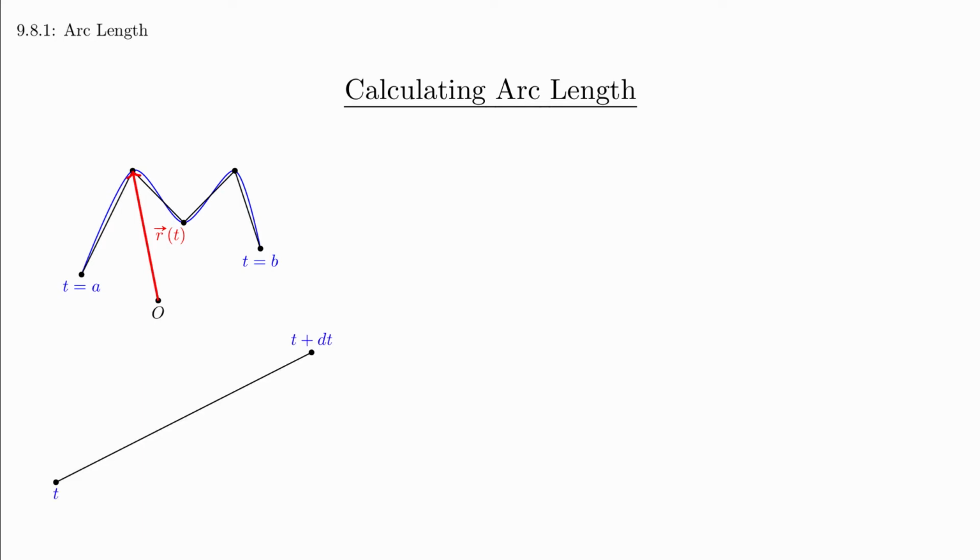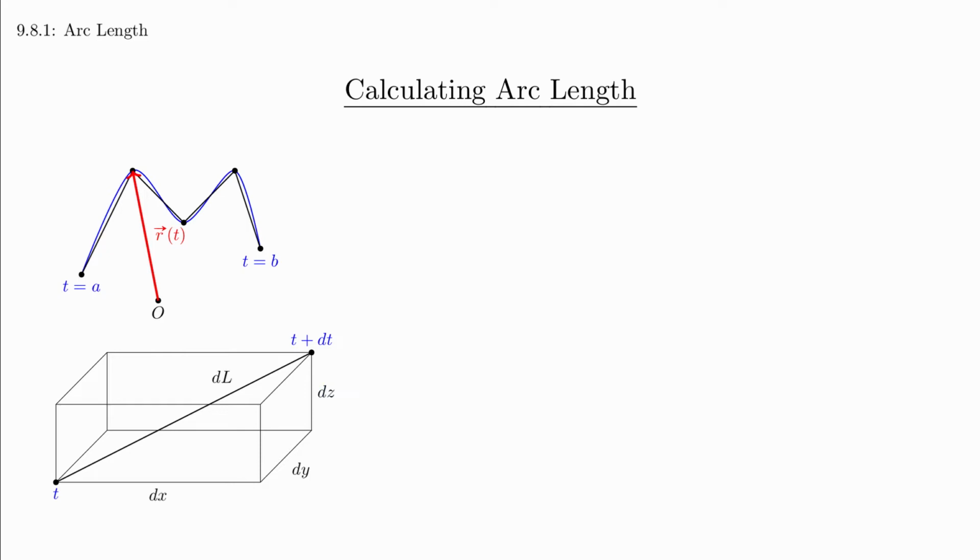Let's imagine taking a close look at just one of these straight line segments. Even though in the initial sketch it's in 2 dimensions, we're going to think of it as being in 3 dimensions. So if we plot the endpoints of this particular line segment, it fits inside a box with sides that we'll label dx, dy, and dz. By applying the distance formula, we know the length of this segment, which we'll call dl, is equal to the square root of dx squared plus dy squared plus dz squared. You should think of dl as a little bit of length.